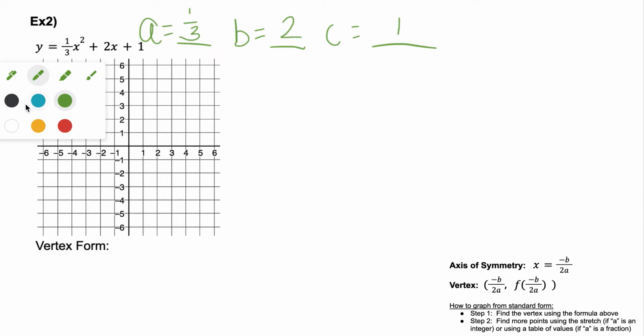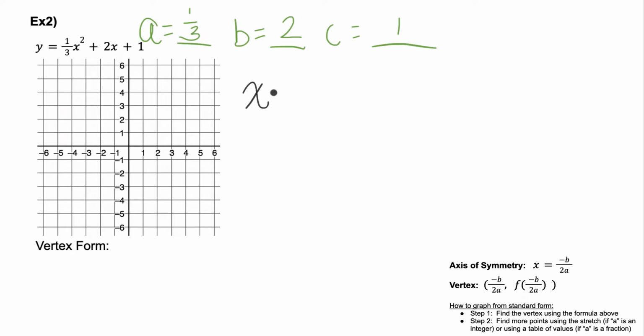Now we find the vertex. So we're going to use our vertex formula. X equals the opposite of whatever B is over 2 times whatever A is. I'd like you to go ahead and plug everything in and see if you can figure out what this equals, and then press play when you're ready to see if you got it right. Okay, so to plug this in, I'm going to do the opposite of 2, which is -2, and I have to divide that by 2 times 1/3.